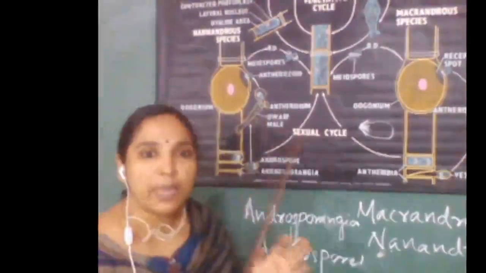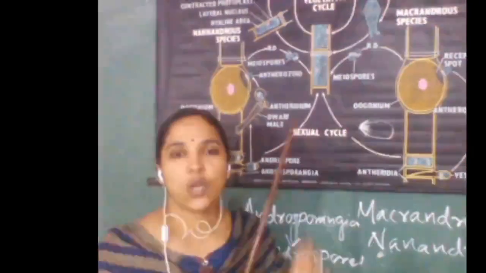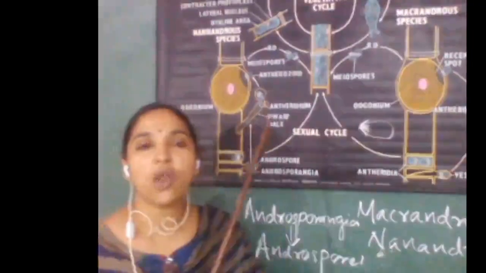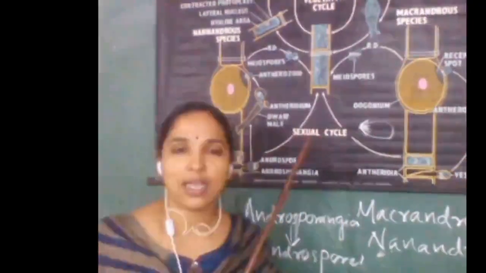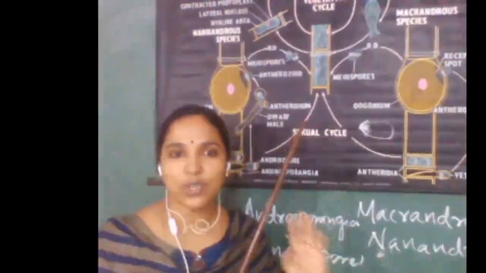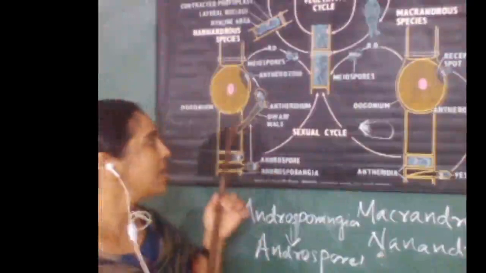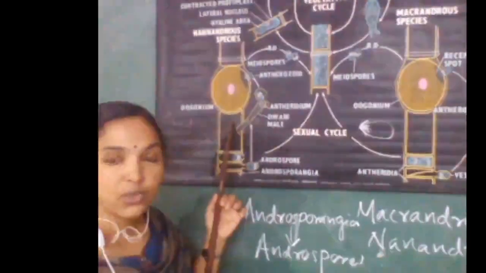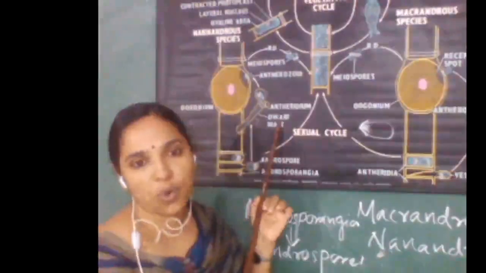Now what happens? This dwarf male attaches to the cell of Oedogonium. See, the dwarf male attaches to the cell of Oedogonium and from there it produces the androzoids. You have to remember that. Okay, this dwarf male attaches to the oedogonial filament and produces androzoids.